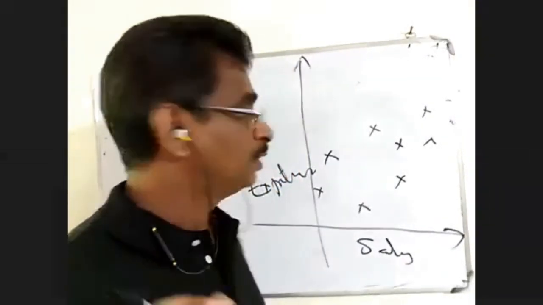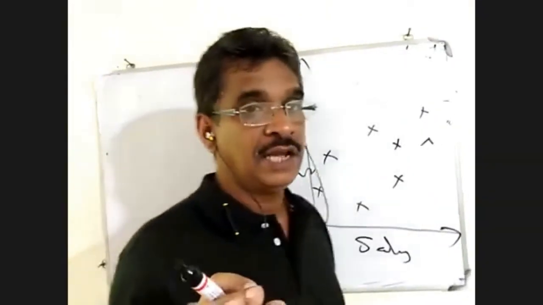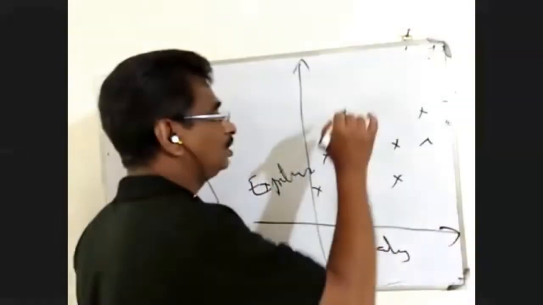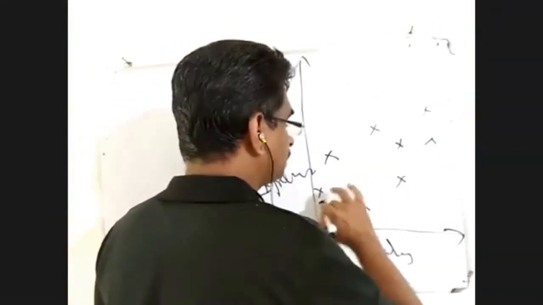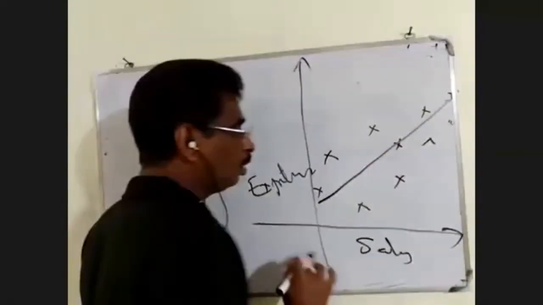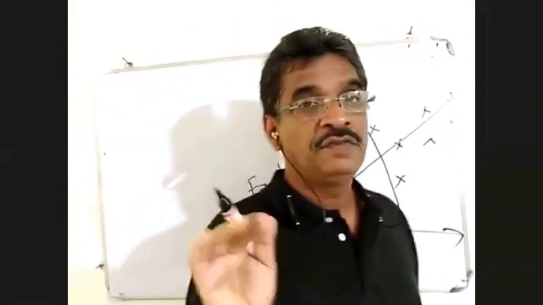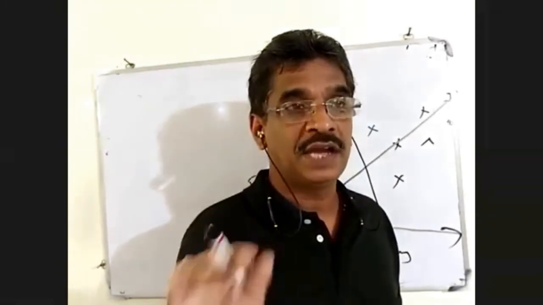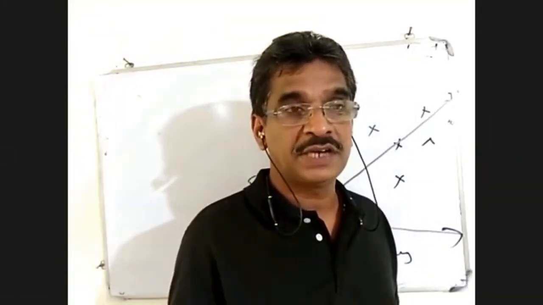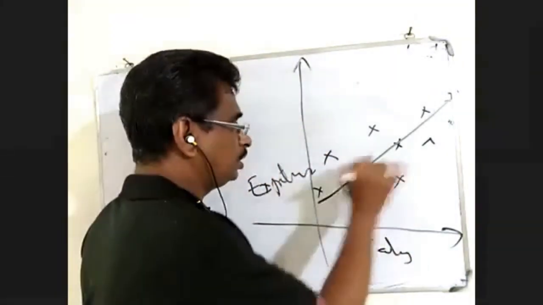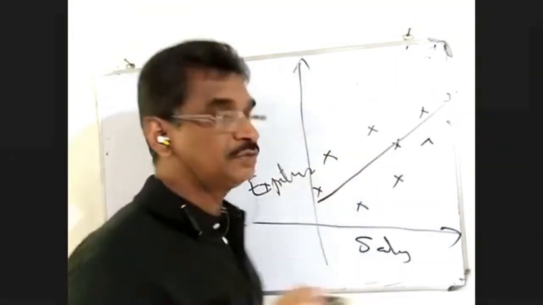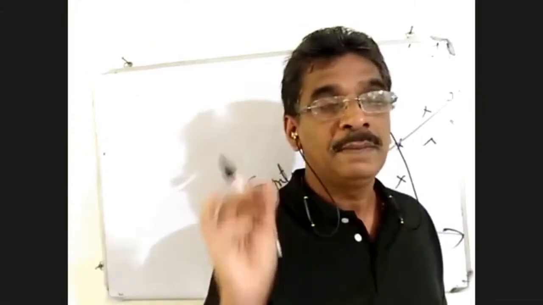So in regression analysis, what we are going to do is fit a straight line. I am fitting a straight line. The technique is that in the middle of all the points, we have to draw a best fitted line. How does it become a best fitted line? Best fitted line means the distance from all these points should be a minimum.